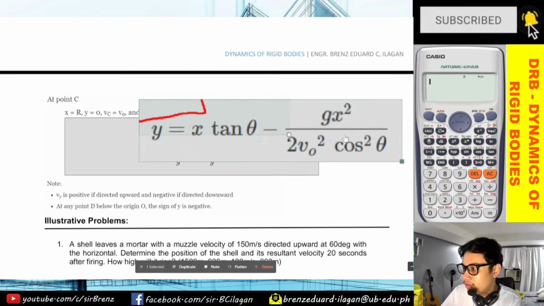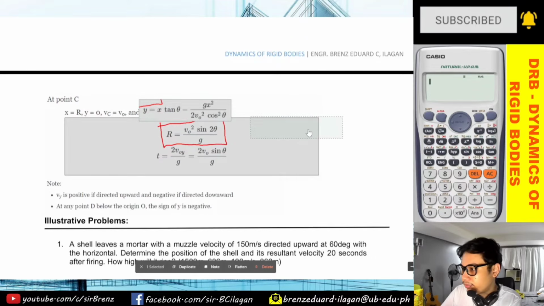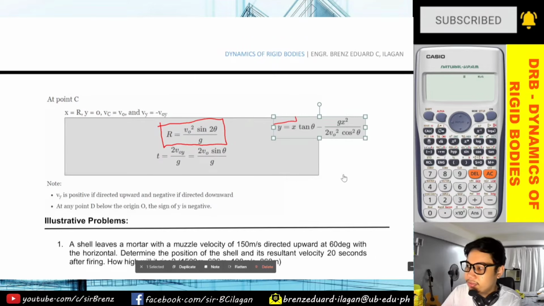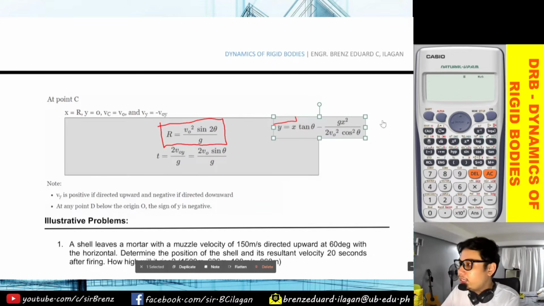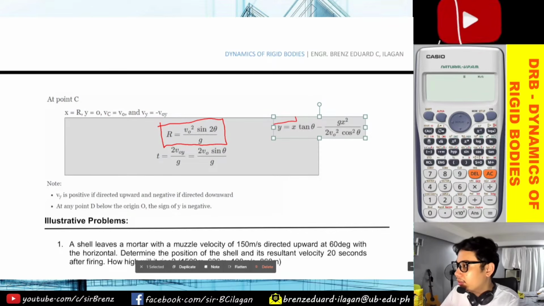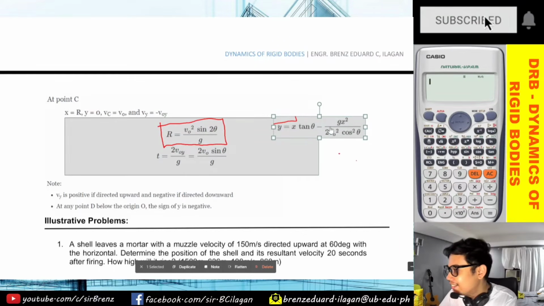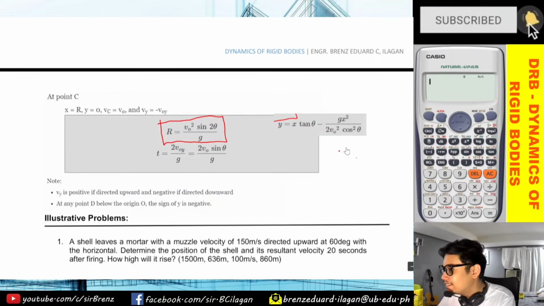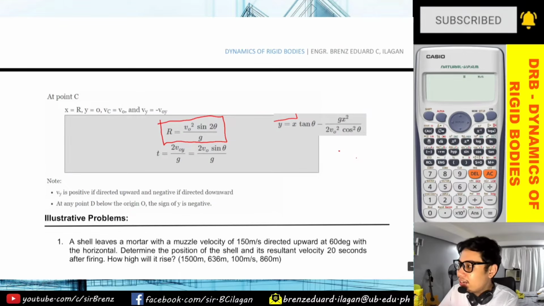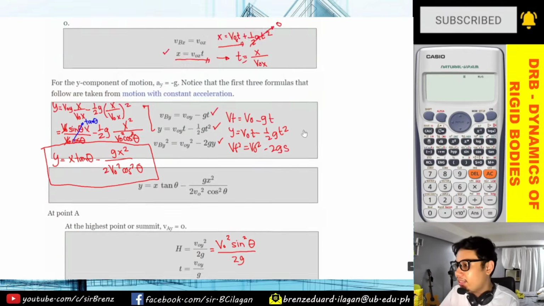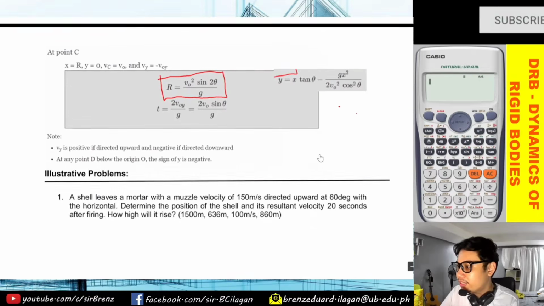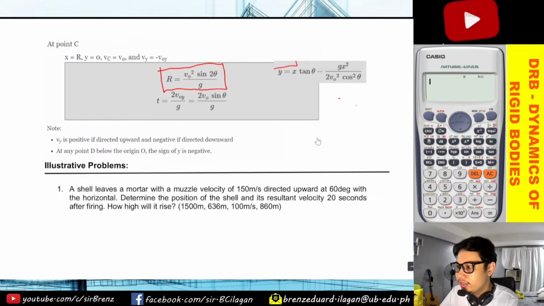Tamad na, di sinulat. So, dito na lang. Okay? So, using the derived formula, paano mawala? Ayan. So, guys, using the derived formula, again, i-derive natin yung equation for the maximum range.